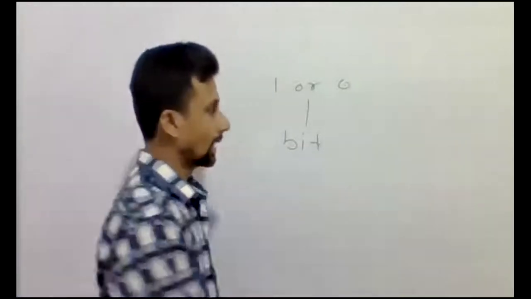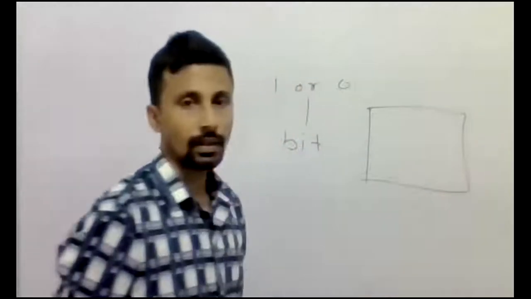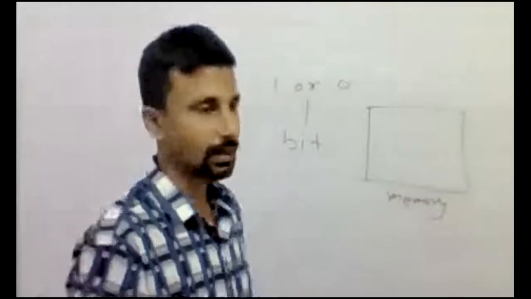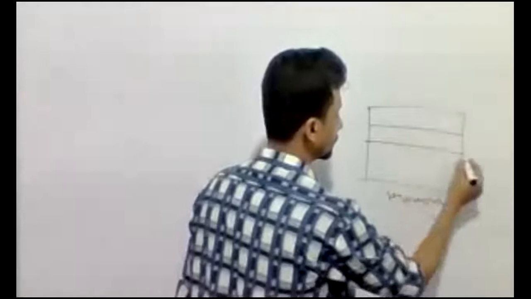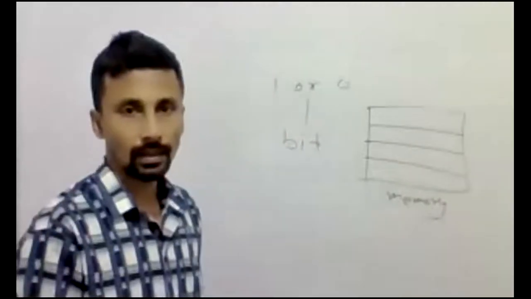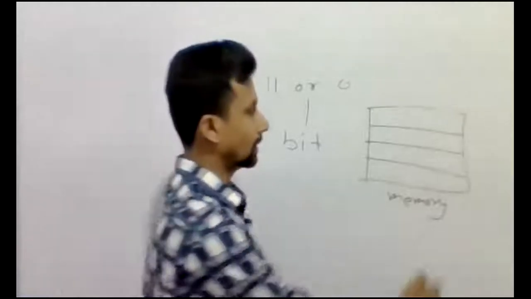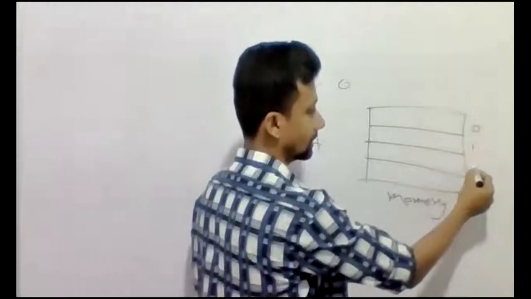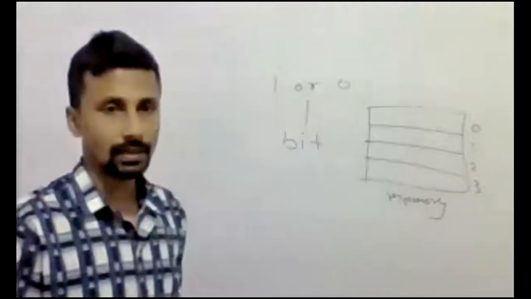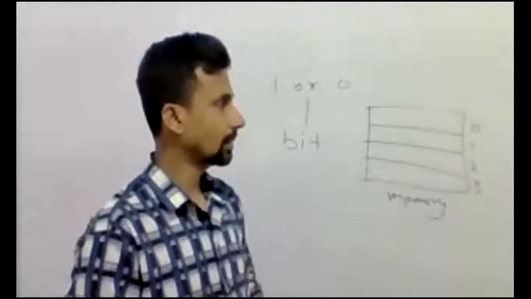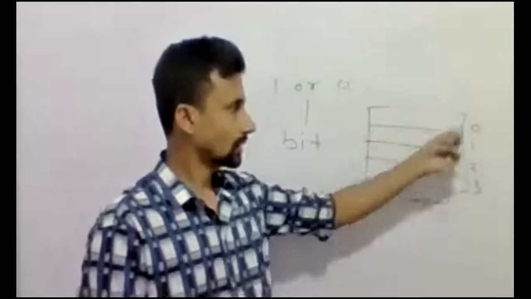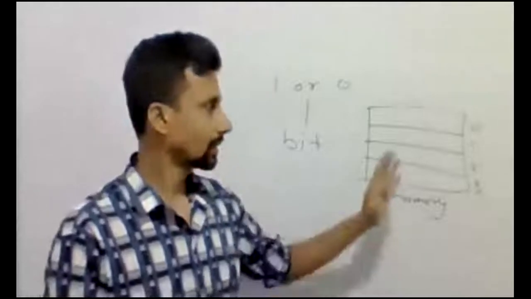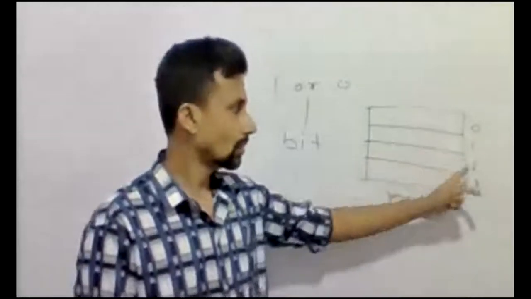Now suppose in our memory, this is my memory. This is the basic thing you have to understand. Now my memory is divided into 4 parts. Here, this is the 0th place, this is 1, this is 2, this is 3. So these are the places I have given. In memory, we start from 0. So 0, 1, 2, 3. I have 4 portions in my memory, and I have named them 0, 1, 2, 3.